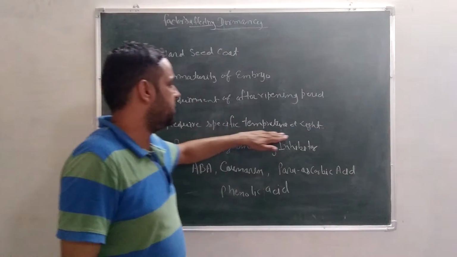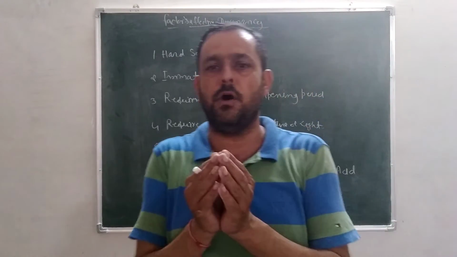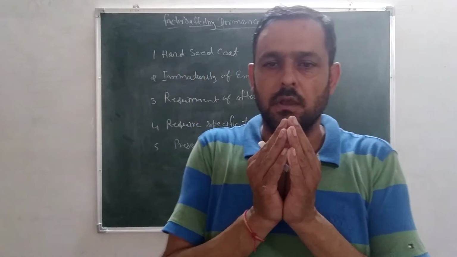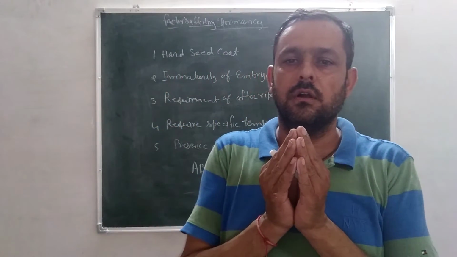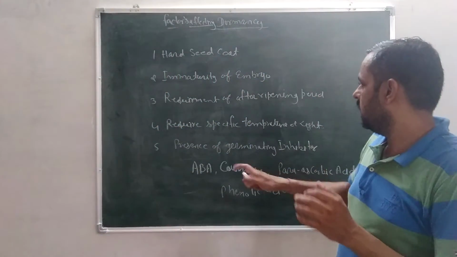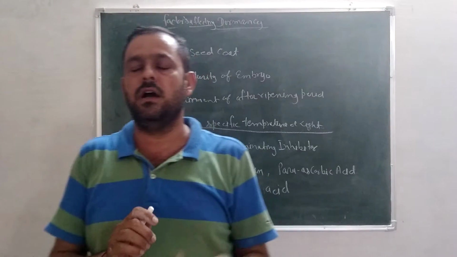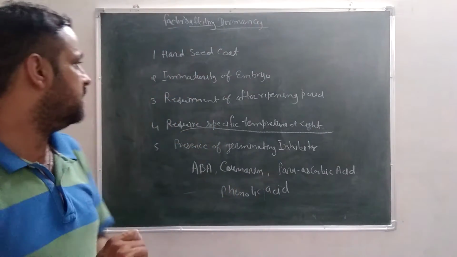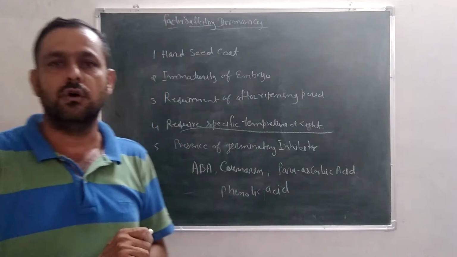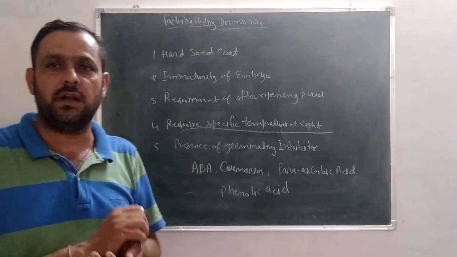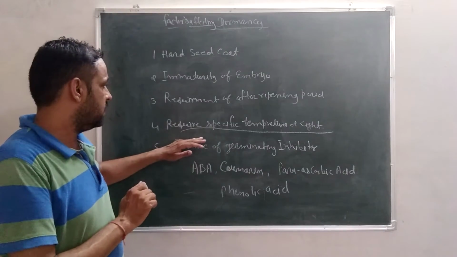Next, requirement of specific temperature or light. As we know, all plants need some temperature to germinate and some type of light, because in the presence of light the plant performs photosynthesis. So if these factors are not provided to the seeds, then they can't germinate.